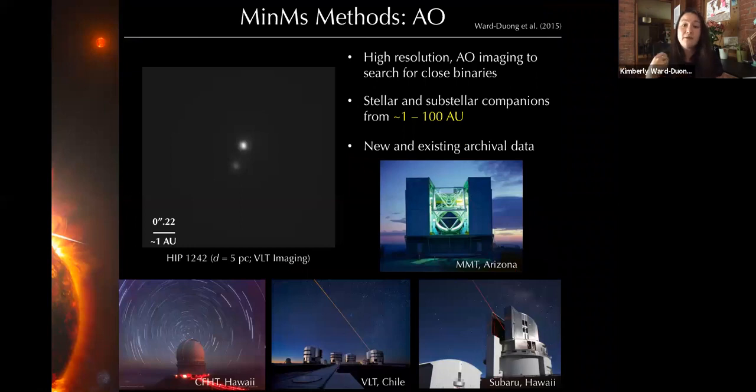So here's an example of what an adaptive optics image looks like. This gives us really high resolution to search for close binaries. As you can see in this image, the separation is only about 1 AU from the primary star and its companion. And so this was a combination of many facilities of new and existing archival data to really look at the closest stellar and substellar companions.